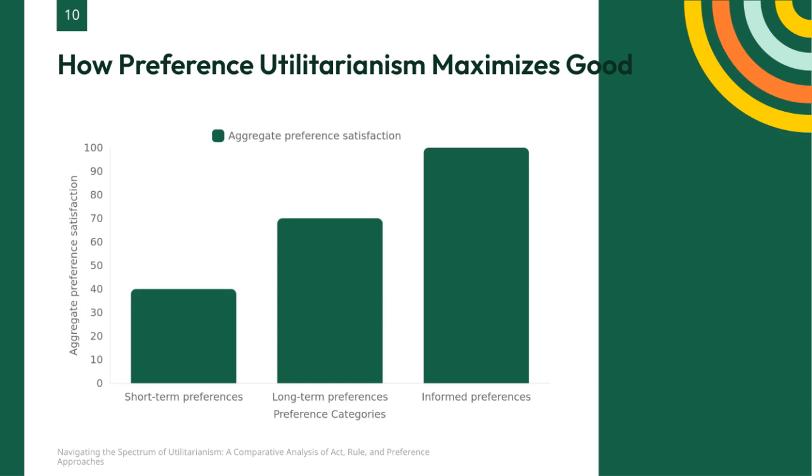Notice how aggregate preference satisfaction increases significantly from short-term to long-term and reaches its highest point with informed preferences. This highlights the importance of not just immediate desires, but also well-considered informed preferences when evaluating outcomes. In essence, the theory suggests that the best decisions are those that fulfill the most informed and deeply held preferences, thereby maximizing overall happiness or good.